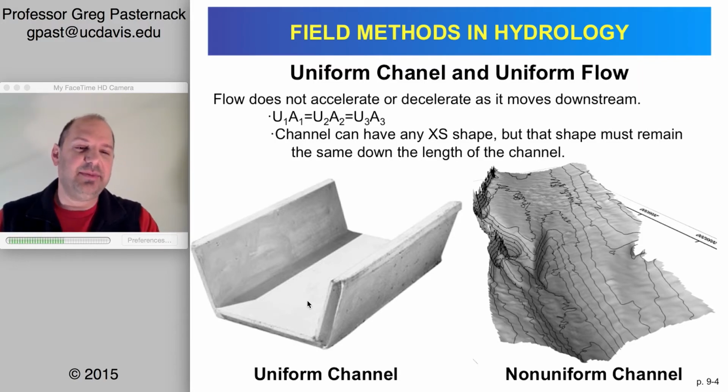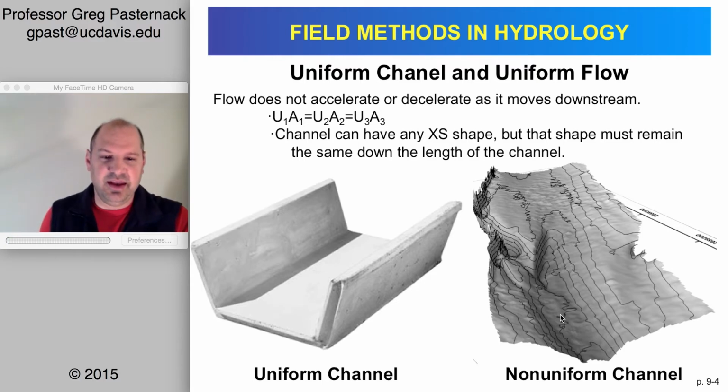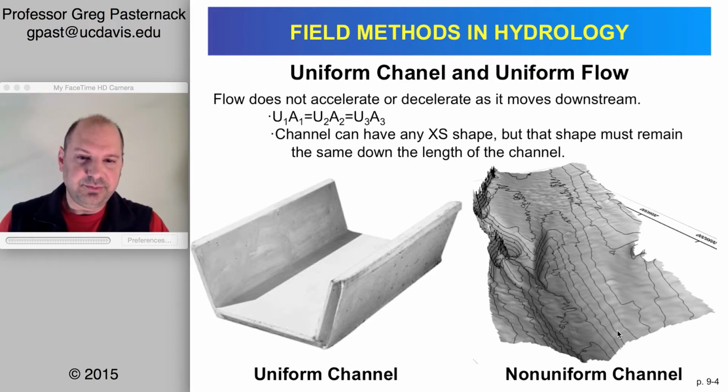It just means the shape doesn't change. On the right is a view looking upstream in a real non-uniform channel where you can see maybe there's an island and there's a lot of bumps in here, and then the flow comes into a deep hole and then gets funneled into a narrower run or something.